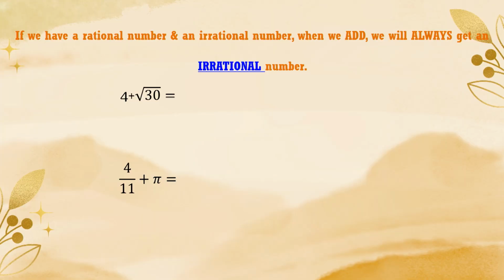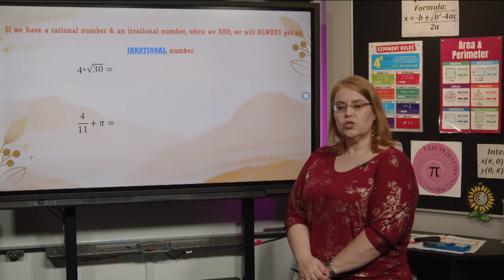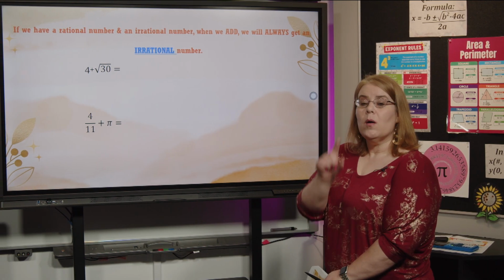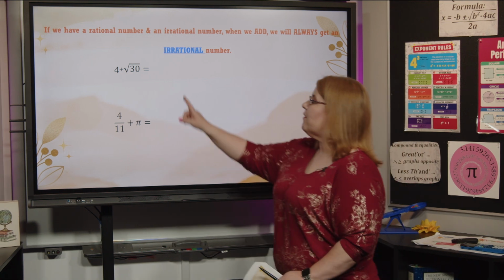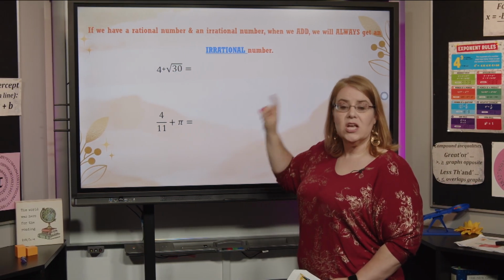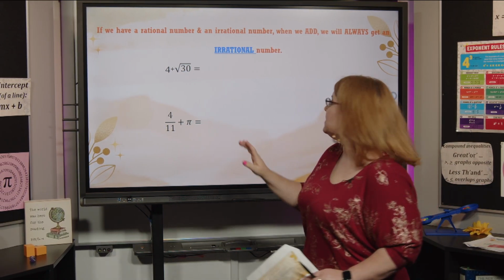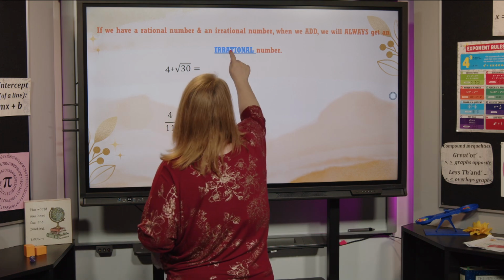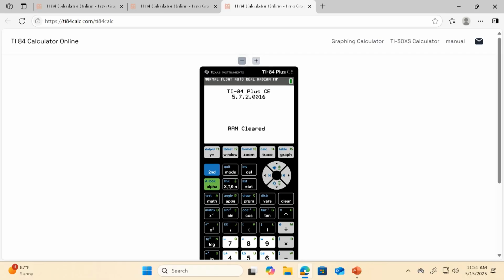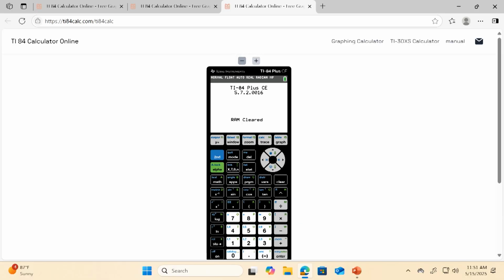If we have a rational number and an irrational number, when we add, we will always get an irrational number. Well, Ms. Killen, are you sure? Well, let's see. Pull out your calculator. We're going to put 4 plus the square root of 30. So I'm going to pull up my calculator and let's look. So here we go. I've got 4 plus the square root of 30.